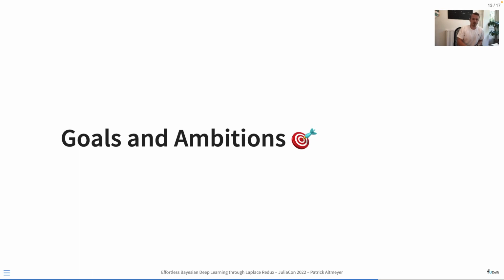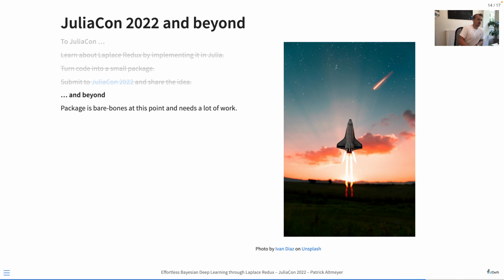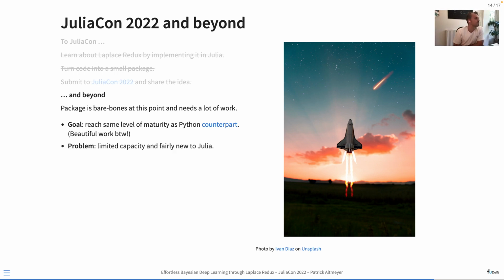Finally, some goals and ambitions for the package. So I'm very happy to be presenting this work here. It's very much a work in progress, and the package is still bare bones. So one of the goals I have is to bring this to the same level of maturity as its Python counterpart, which also came out of this group that involves Alex Immer and Erik Daxberger and others. The problem is, of course, as for everyone, limited capacity, but I'm also fairly new to Julia, so I'm hoping through this talk to attract some contributors for this project.